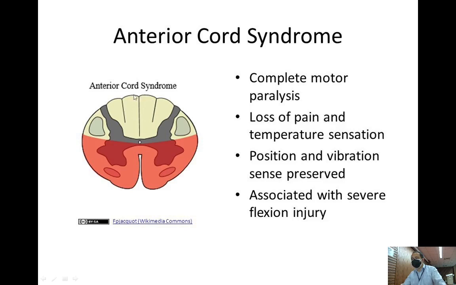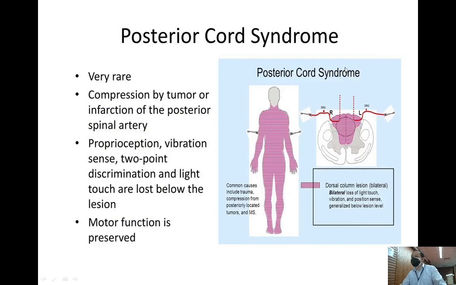This is the area through which the pathway carrying fine touch, what we call tactile discrimination, tactile localization, vibration, position, stereognosis, runs. That part is preserved. This can be associated with severe flexion injury. I'm just showing this, but it is something that is not even there in your book. You can also have posterior cord syndrome.